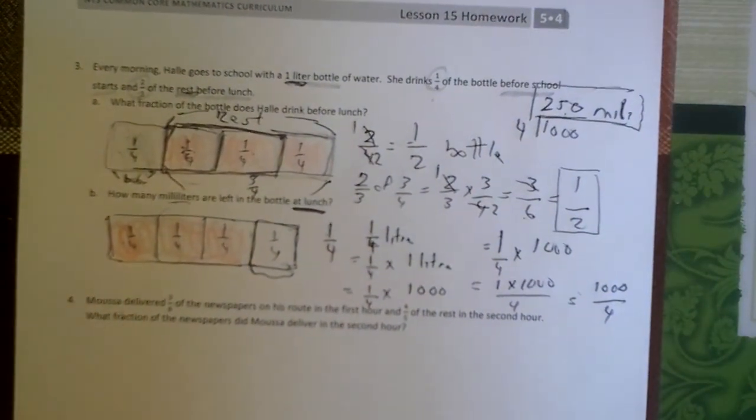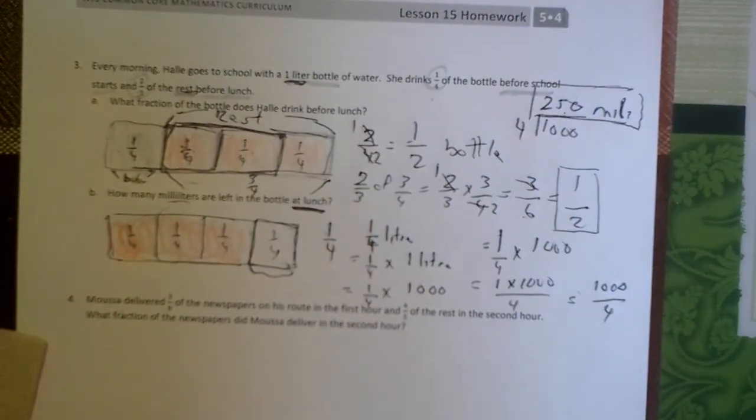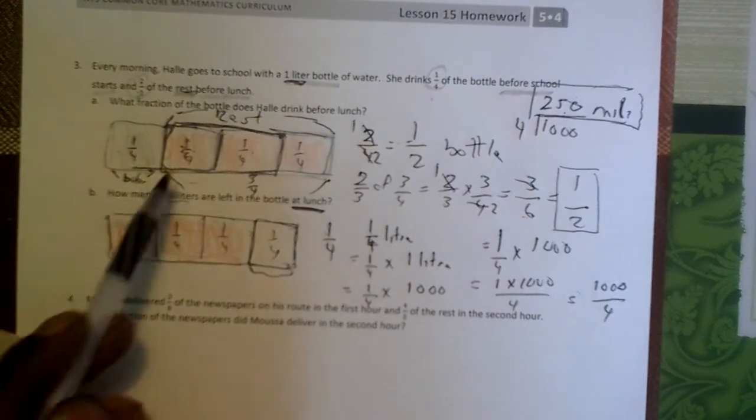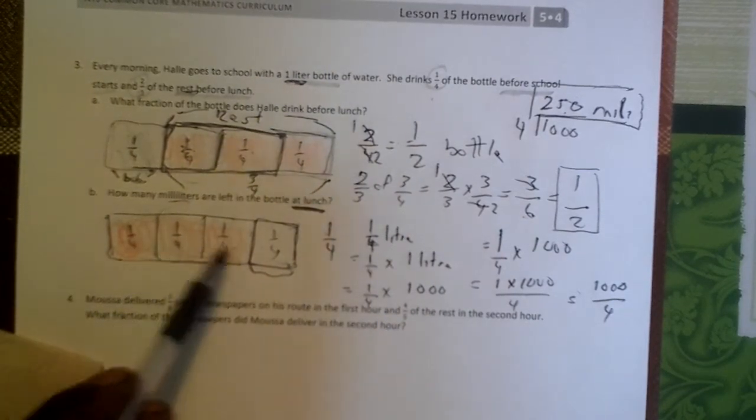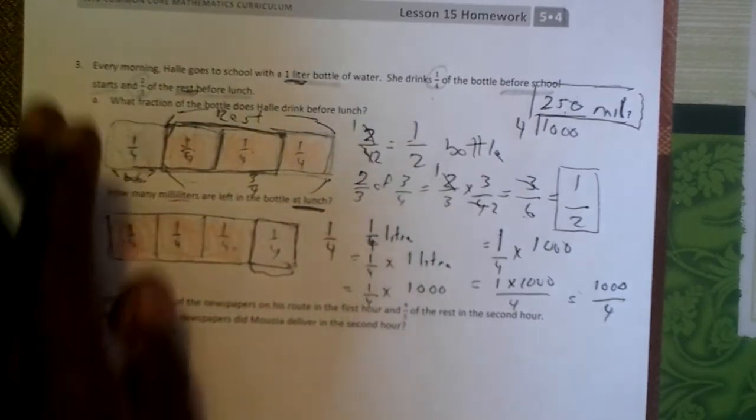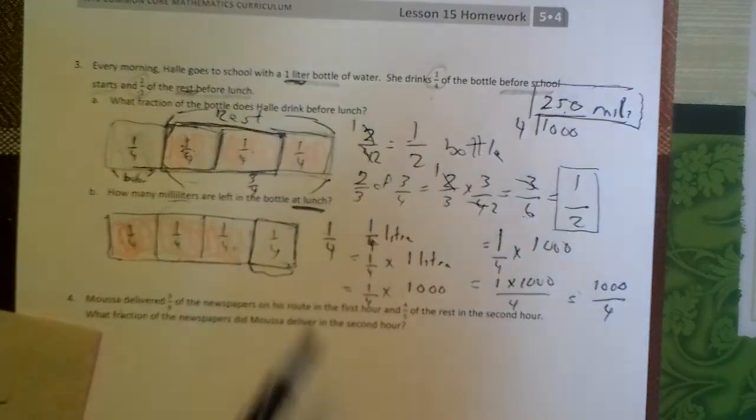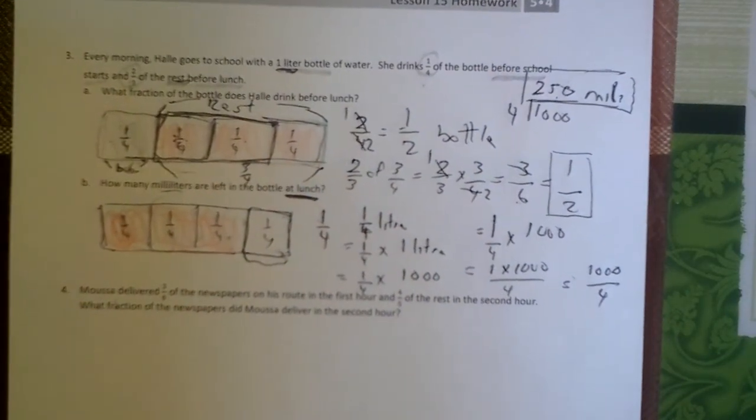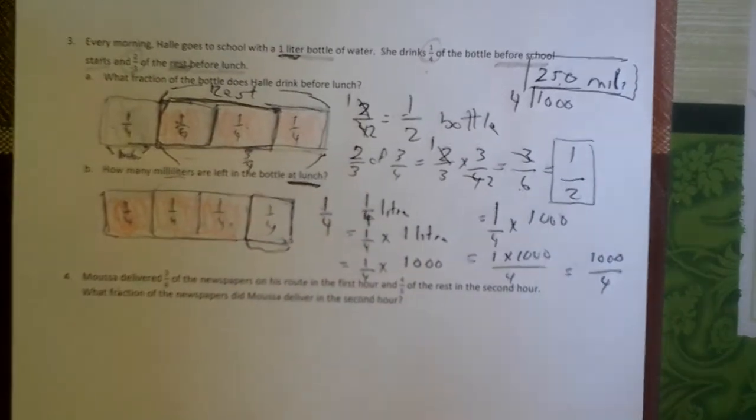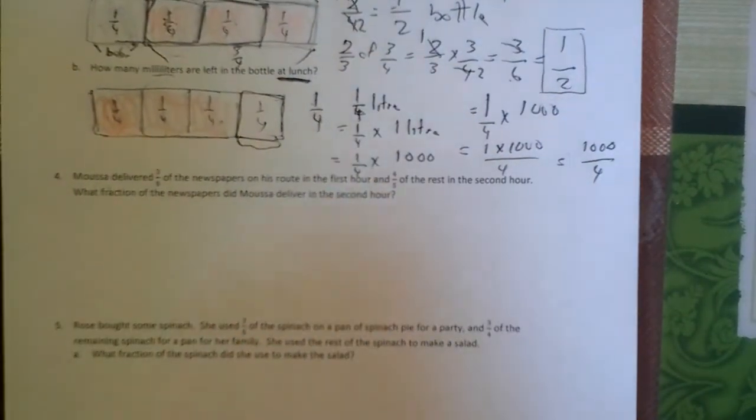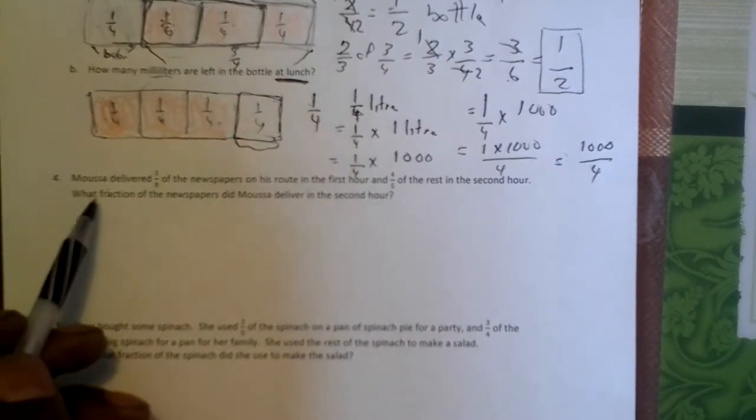Okay? So do you understand how I got all that? Yes? So she drank 1 before school starts, and we already figured out she drank 2/4, which is 1/2 before lunch. So this is how much she has left, and that's 1/4. Alright, let's look at this one real quick. I'm trying to go fast. Let me move the paper up so you don't have to spend too much time, okay?